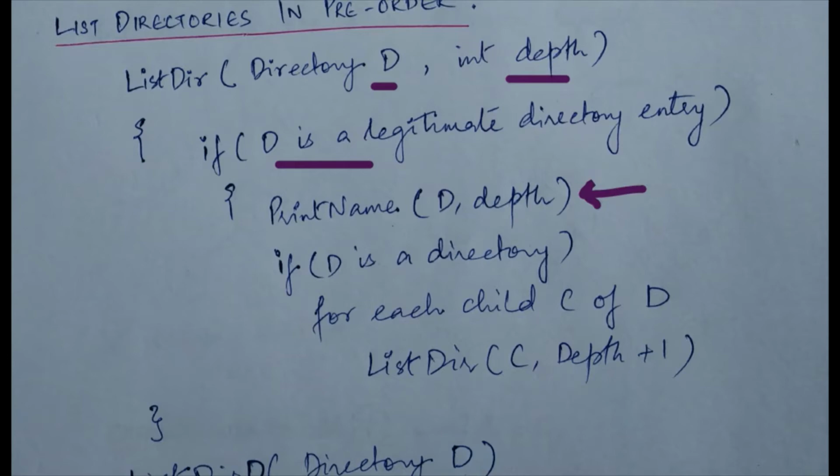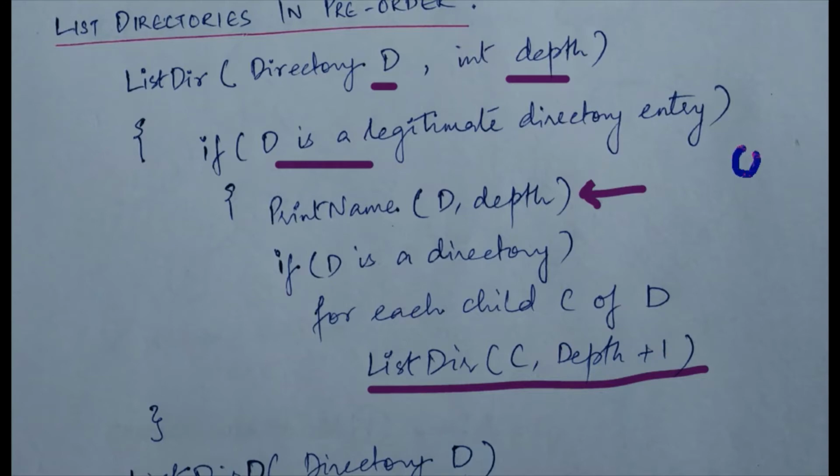And then if D is a directory, it can be a file. So if D is a directory, then I only have to call the same function, list directory, for each of the children of D with a depth of depth plus 1. So it will call list directory.